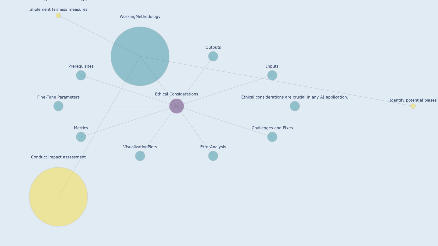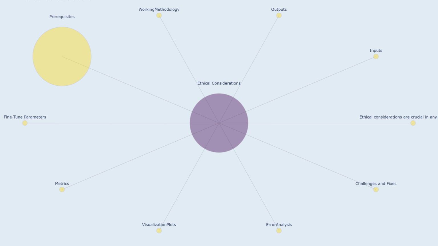Bias mitigation techniques. Bias mitigation techniques are methods used to reduce biases in AI systems. These techniques can include data preprocessing, algorithmic adjustments, and the use of fairness metrics. Bias mitigation techniques are essential for ensuring that AI systems are fair and unbiased.